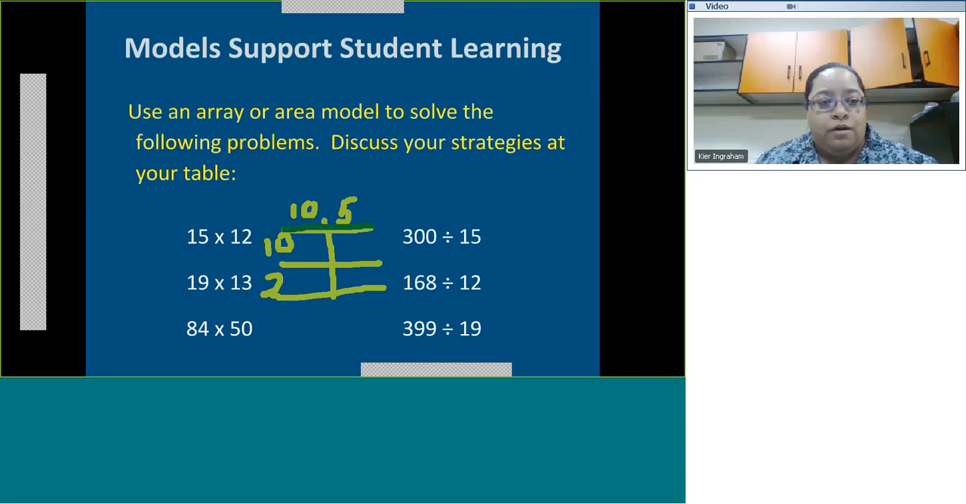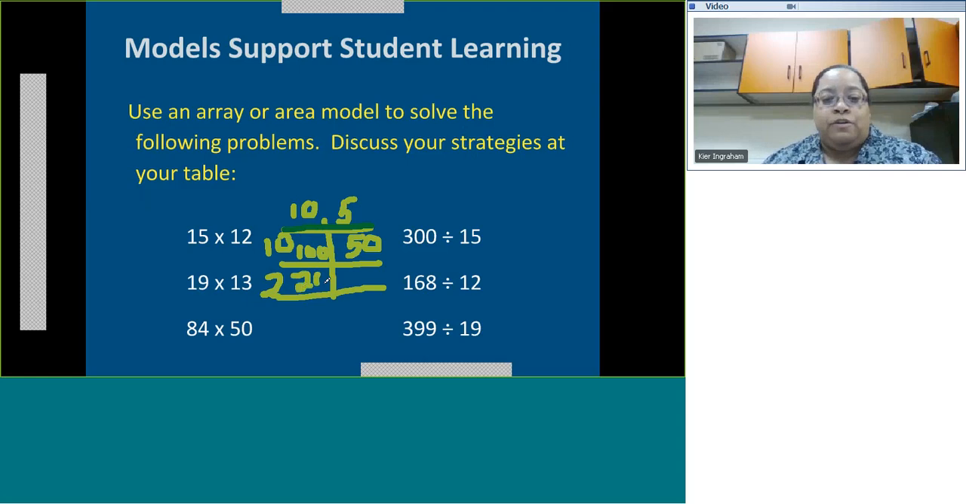So here it is similar to that kind of array or lattice method, but now you're doing 10 times 10. Many of our students can do that 10 times 10, which is 100. You're doing 10 times 5, and you're getting your 50. You've got 10 times 2, and you're doing your 20.